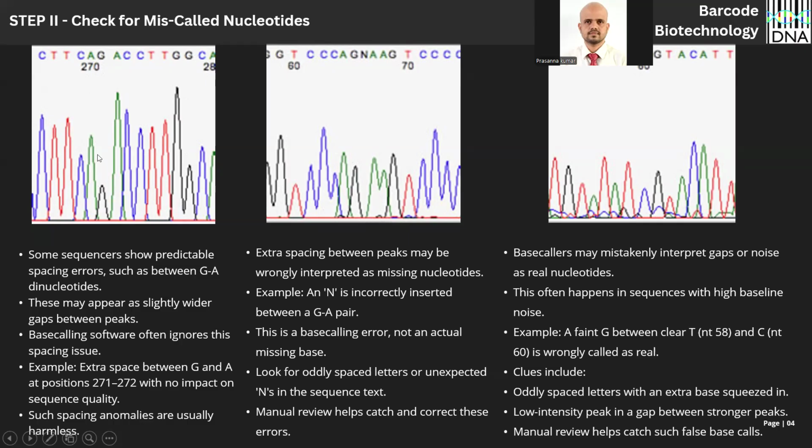This G is correctly called at the 270th position here. The 271st position is exactly G. There is no baseline noise. The next nucleotide is adenine, which is called at the 272nd position. It is called precisely as adenine. So I would say between 271 and 272, not much examination is required.